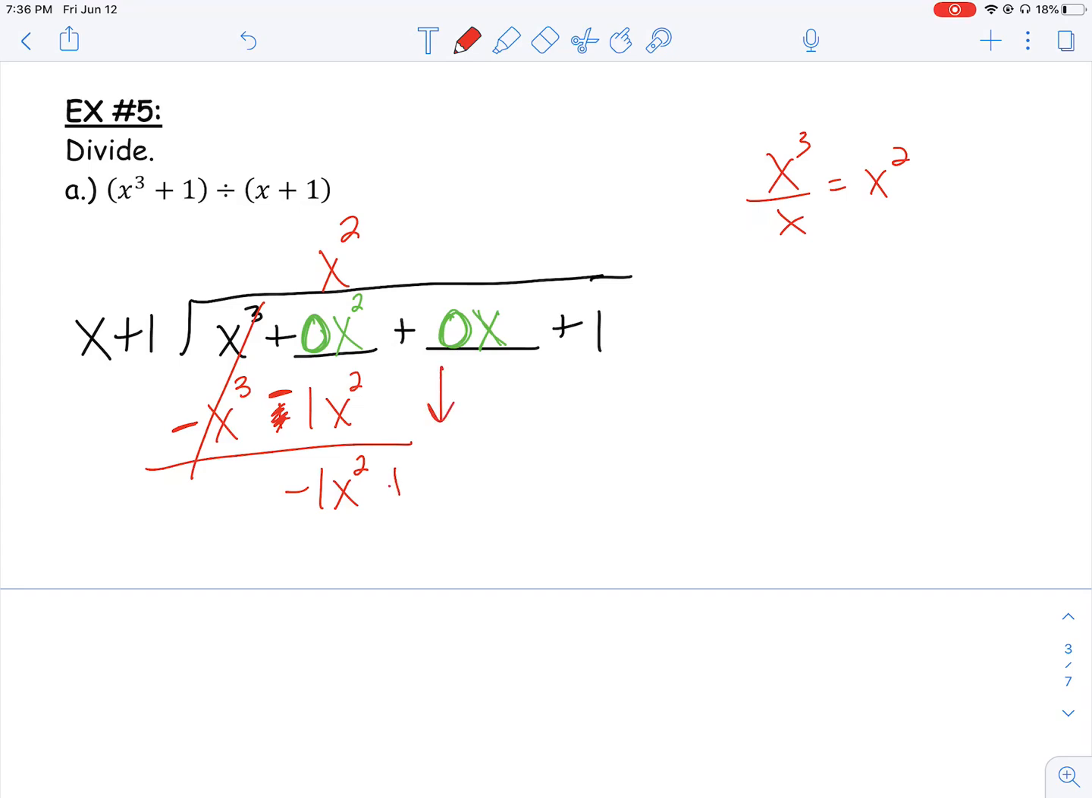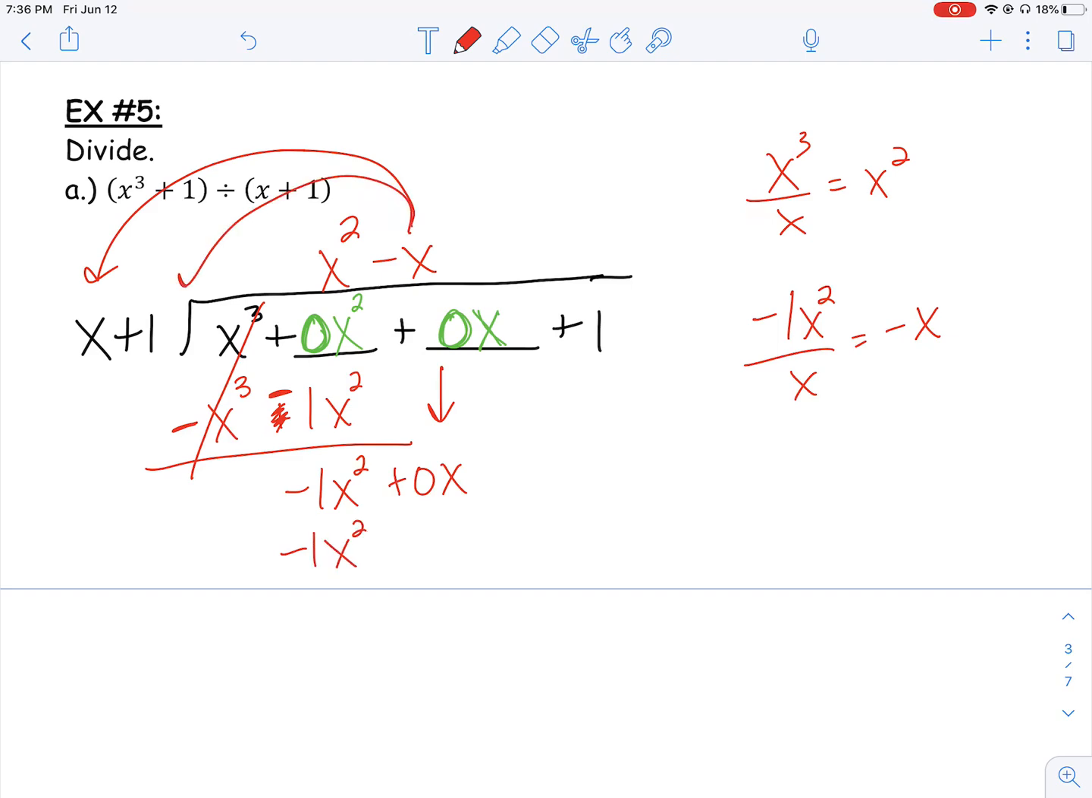I'm going to bring down my next term, which is just a 0x, and that's okay. And then I'm going to follow my same process. So I'm going to take this term and multiply it by x. So what's negative 1x squared divided by x? Looks like I have a negative 1x left over, right? So I have a negative 1x that I'm going to distribute through. Negative x times x is negative x squared, or negative 1x squared, you can say. Negative x times 1 is negative 1x.